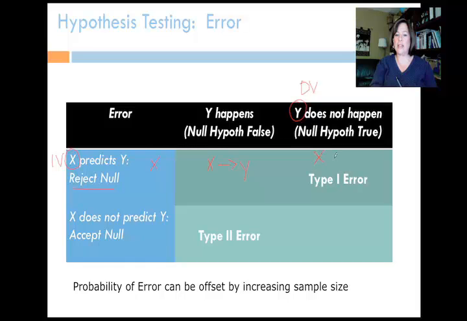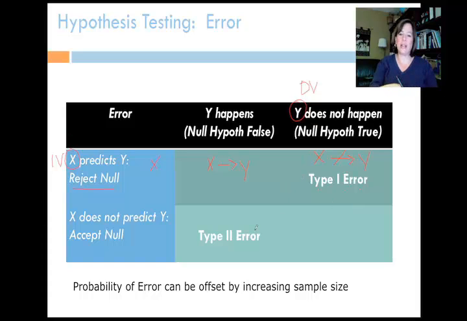When you hypothesize X leads to Y, but Y does not happen, you in effect have a true null hypothesis, meaning there is no relationship between X and Y. But you rejected the true null hypothesis. That's a type 1 error.